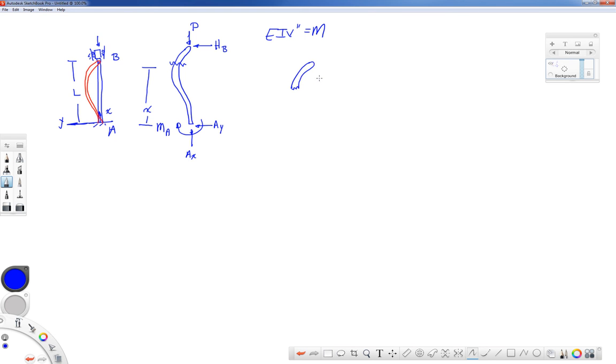Now we talked about how the deformations are somewhat exaggerated here. The distance from where the neutral axis used to be to where it is now at that particular spot is the deflection of the column or the beam. That's little v.